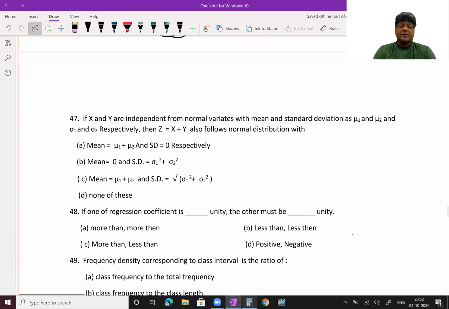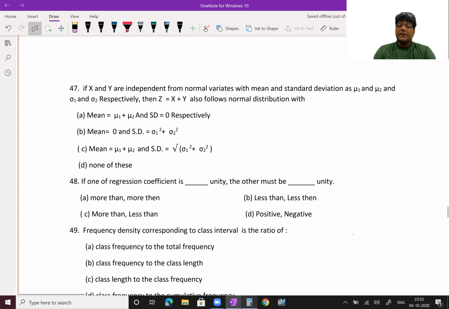Question number 47. X and Y are independent normal variables with given means and standard deviations. Guys, they are asking about the additive property of the normal distribution. You know this will be the answer: the mean is equal to mu1 plus mu2, and the standard deviation is equal to root over sigma 1 square plus sigma 2 square.